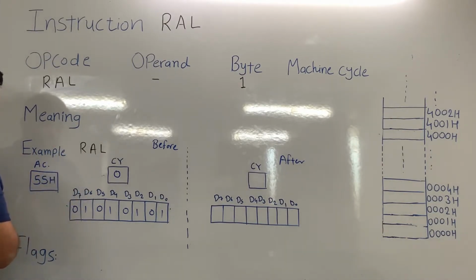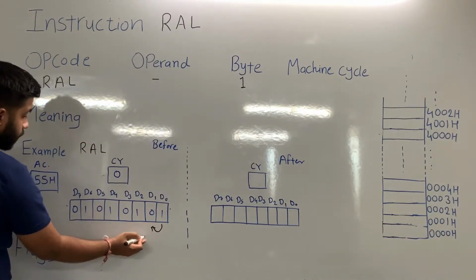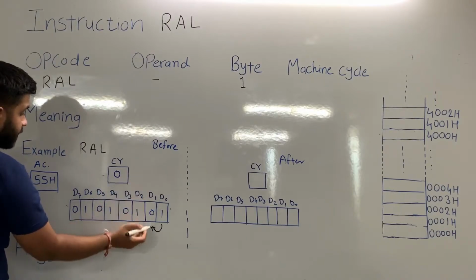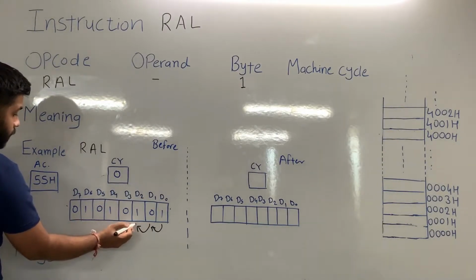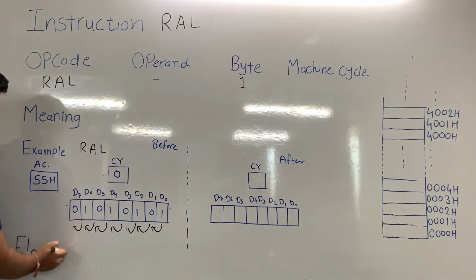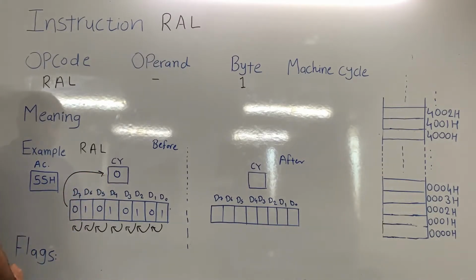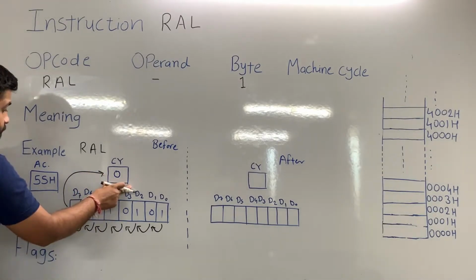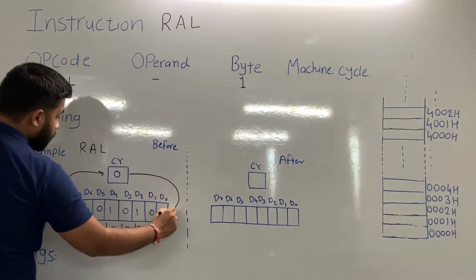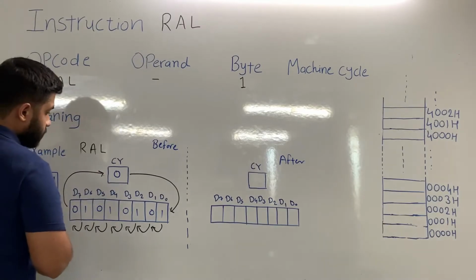So RAL when executed, the bit which is present in D0 will be shifted to D1. The bit which is present in D1 will be shifted to D2. D2 will be shifted to D3, then D4, D5, D6 and D7. The bit which is present in the D7 will be shifted to the carry, and whatever bit is present in the carry will be shifted to D0. Okay, so let's see what will be the value of accumulator when this instruction is executed.